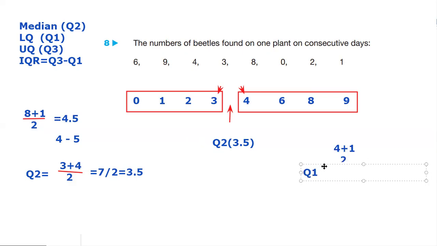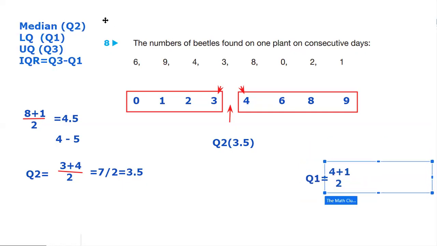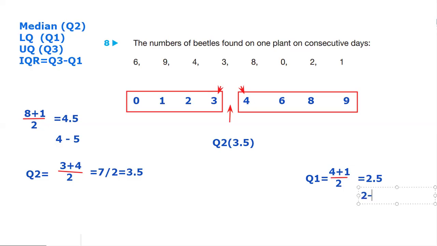Okay, put it here. So the order of the Q1, let's put it down so we have space for this. So basically 4 plus 1 is 5. And then 5 divided by 2 will equal what? Very good. 2.5. 2.5 is the order of the number. It means it's between the second and the third number. So the Q1 is between the second and the third number.